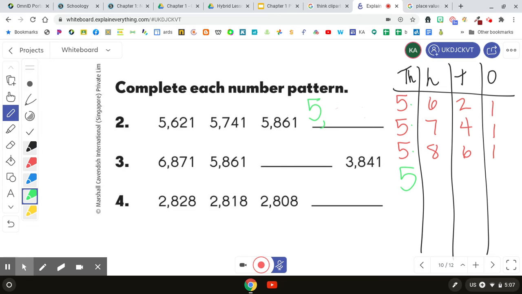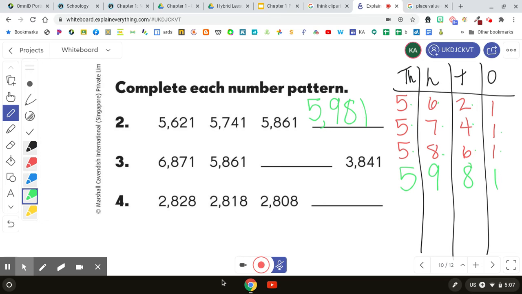Let's go to my hundreds. 6, 7, 8. Well, I notice that my hundreds are getting bigger by 1. So I know this is going to be a 9, 5,900. Let's look at my tens. I have a 2, 4, 6. Hey, I know that. 2, 4, 6, 8. There we go. So I'm going to put an 8 there. And in my ones column, 1, 1, 1, 1. There we go. I just solved my first one.